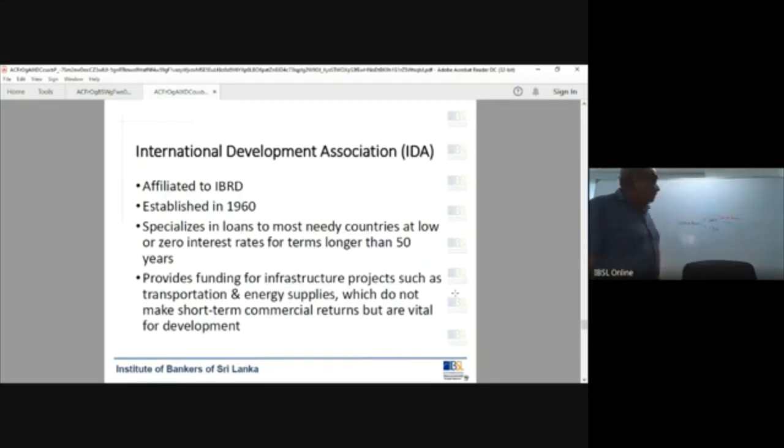Then the other one, IDA, International Development Association, that's affiliated to IBRD, and it was established in 1960. They are specialized in loans to most needy countries at low or zero interest rates for terms longer than 50 years. Now, 0 to 50 years, then what? 0 to 50 years loans, then what?